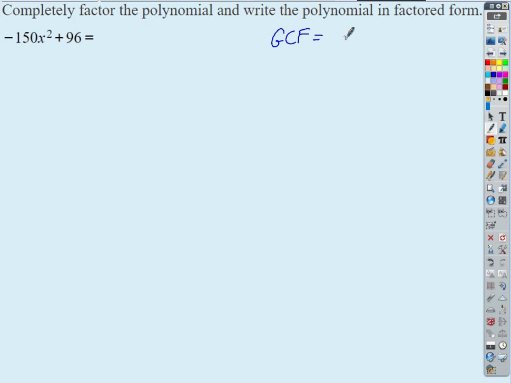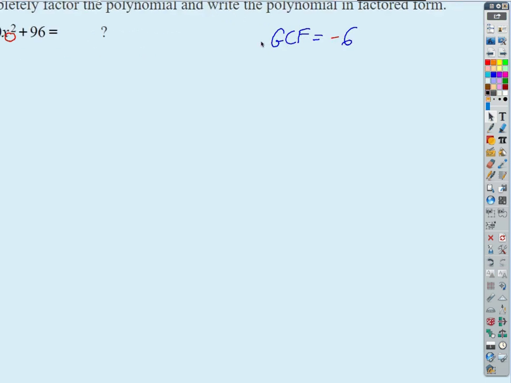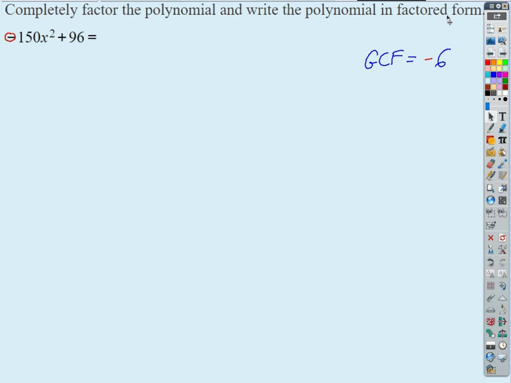So what's my greatest common factor? Negative 6. -6, there we go. It's gotta be negative, because I've got a negative out front with my leading term, right? Okay, so then the question is, what's left behind if we factor out a -6, right? So this is equal to -6 times what? If I divide this by -6, what do I get?